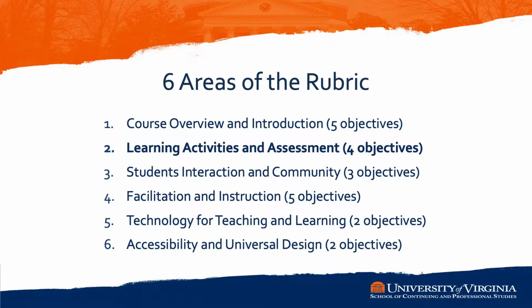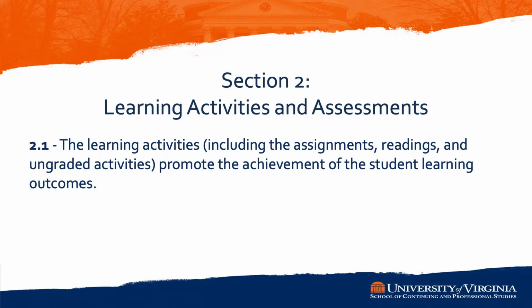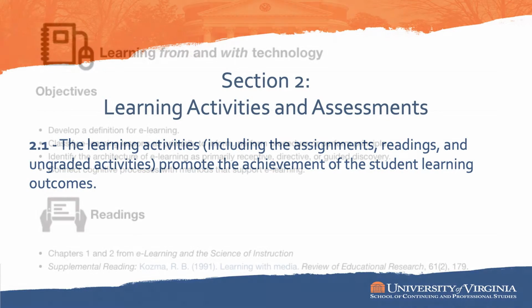During this video, we will be looking at the 4 objectives within the Learning Activities and Assessment section of the rubric. Our first objective examines how learning activities support student learning outcomes, and this is often referred to as alignment. We want what the students do to line up with our stated learning outcomes.